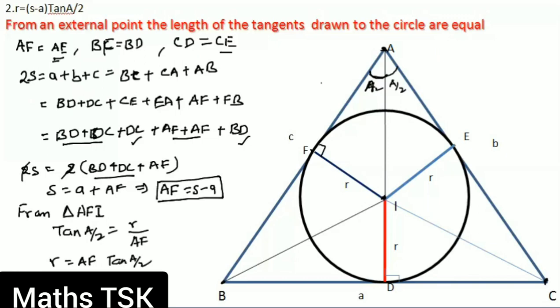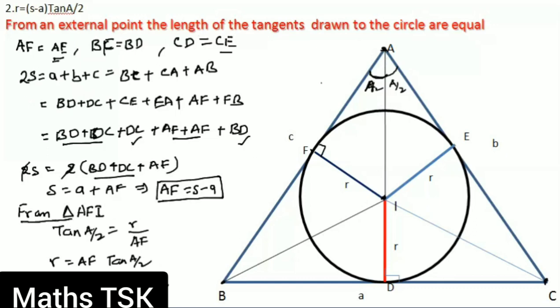So what is AF? AF is nothing but s minus a. So r is equal to (s minus a) tan A by 2. Similarly, we can prove r is equal to (s minus b) tan B by 2 and r is equal to (s minus c) tan C by 2. Is it clear? So here we are given to prove r is equal to (s minus a) tan A by 2, one angle and a semi-perimeter. So one angle I consider is A by 2, tan A by 2 is required. I consider the triangle AIF, that is the second part of the problem.